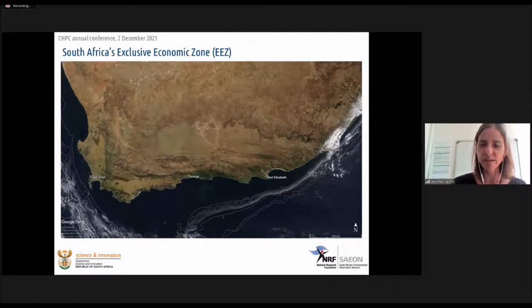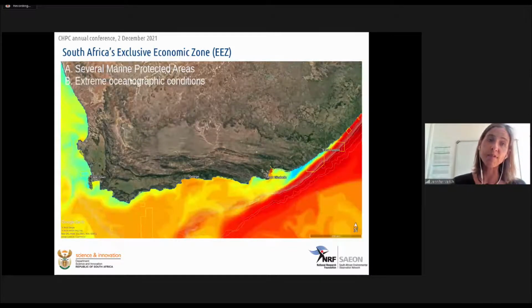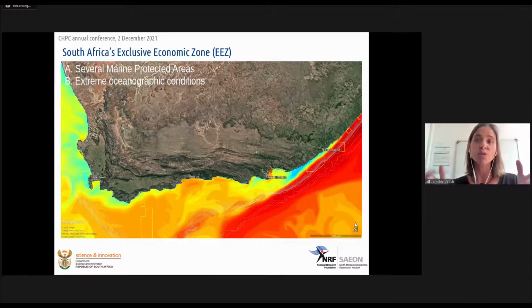So what is actually going on within our EEZ? Well, there are several fairly recently gazetted marine protected areas, or MPAs, not just at the coast, but also in sensitive regions on the shelf and the shelf edge. We have extreme oceanographic conditions. You know, we've got a cold, nutrient-rich west coast and a warmer east coast, and a lot of turbulence in between them.